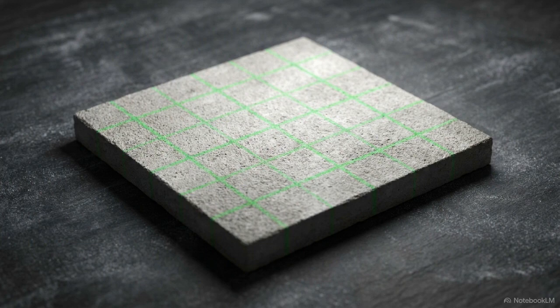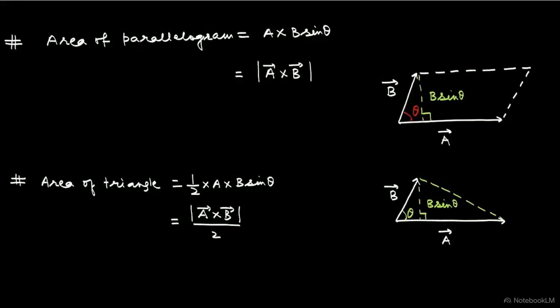Looking at this diagram alongside our original magnitude formula, we can evaluate our starting variables geometrically. If you visualize a parallelogram stretching between vector A and vector B, the term b sine theta actually calculates the precise vertical height, or altitude, of that shape.